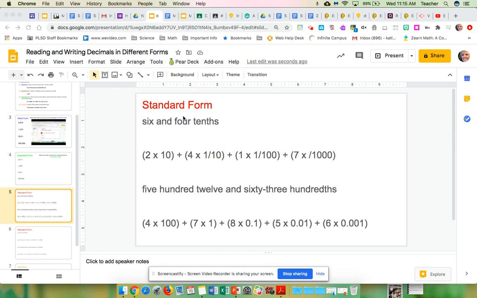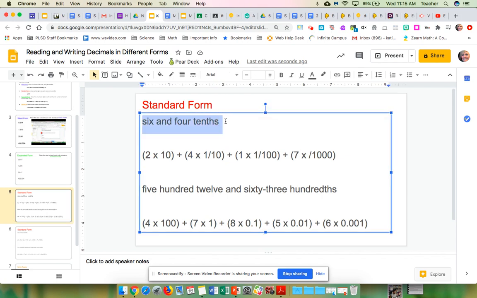Okay, now we're going to talk about standard form. Standard form just means writing the decimal exactly how you would write it using numbers. Okay, so if we look at our first example here, this is clearly in word form and it says 6 and 4/10. So I'm going to write this as a decimal and I'm going to write it as I would using numbers.